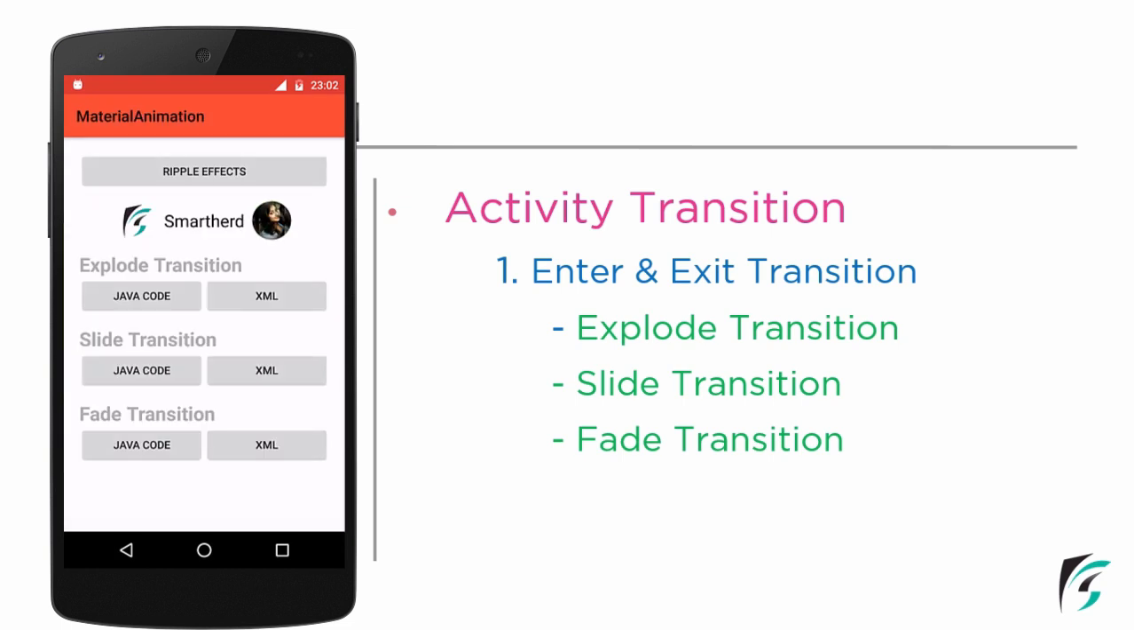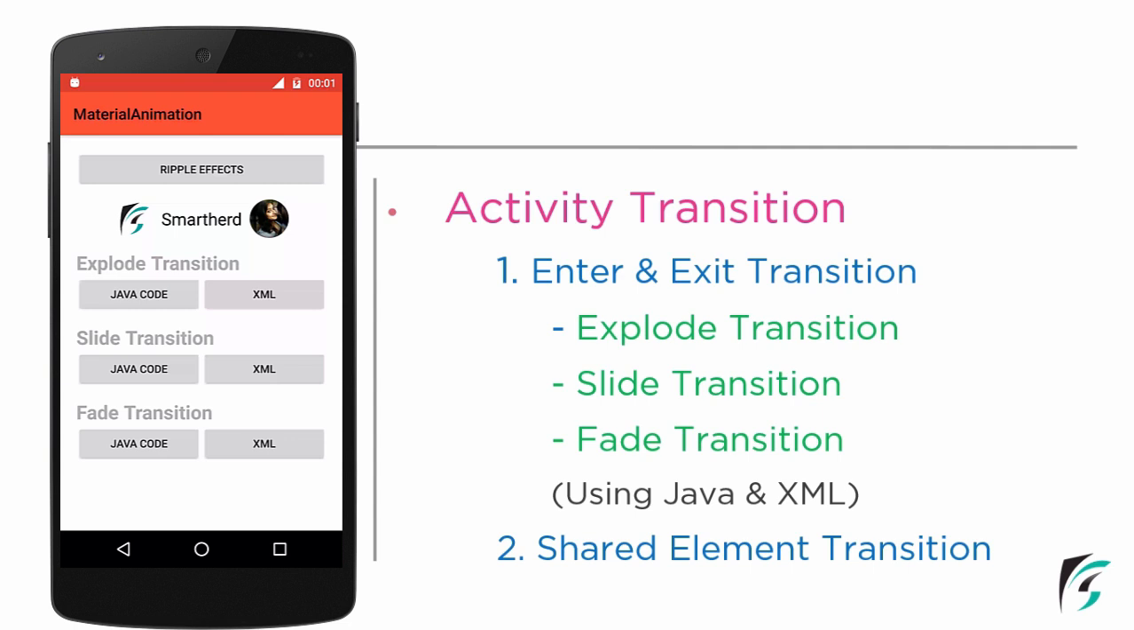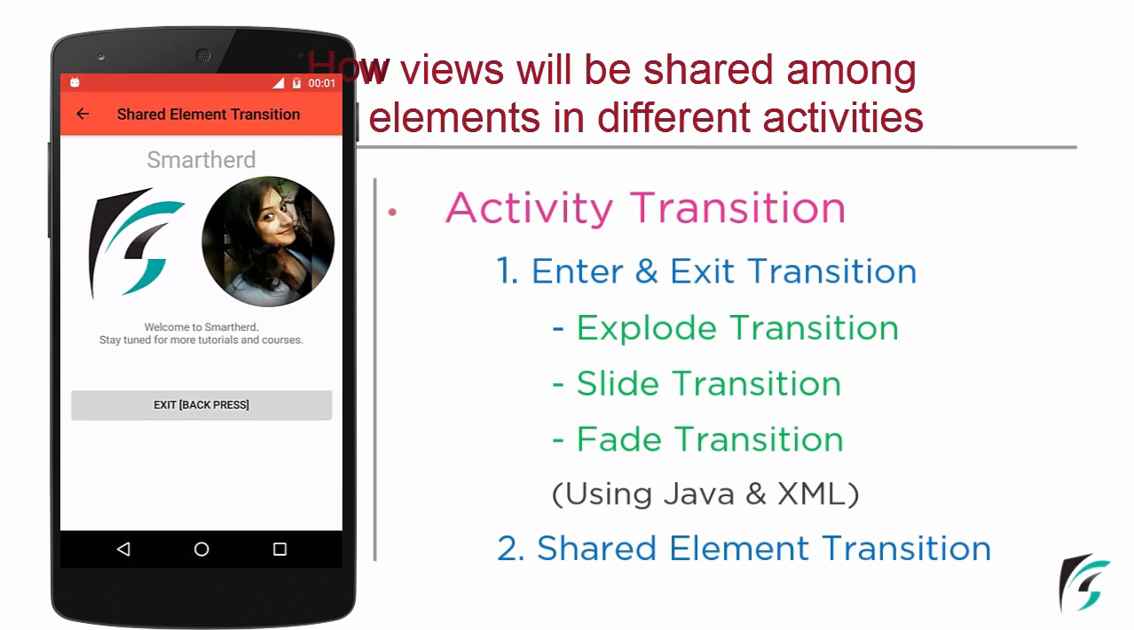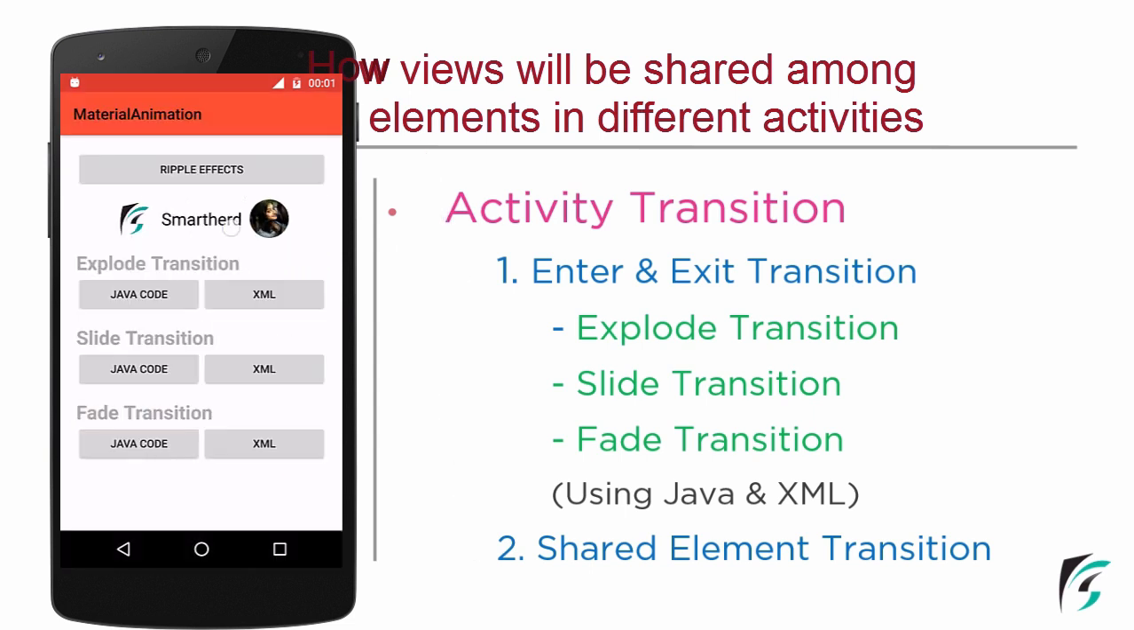These enter and exit transitions like explode, slide and fade transition will be implemented in our application using the Java codes as well as the XML codes. The next we will be learning about is the shared element transition. Again, on the left side of the screen you can see how this shared element transition works. This is what the shared element transition is.